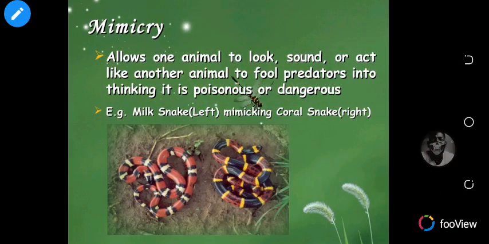Mimicry allows one animal to look, sound, or act like another animal to fool predators into thinking it is poisonous or dangerous. Example: the milk snake, on the left, mimicking the coral snake on the right. So that's a form of mimicry.